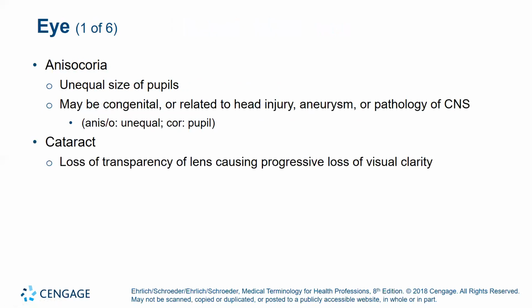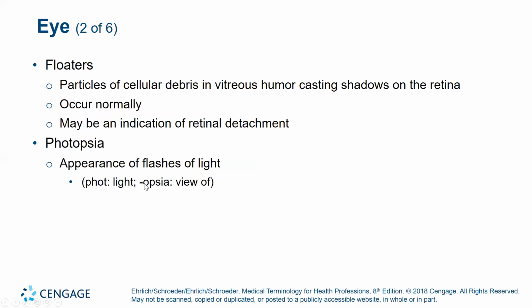Next we have anisocoria. It's unequal sides of pupils, what that means. Aniso is unequal, cor is pupil. Cataract is a loss of transparency of lens, causing progressive loss of visual clarity. We have floaters. These are particles of cellular debris in the vitreous humor casting shadows on the retina. May be an indication of a retinal detachment.